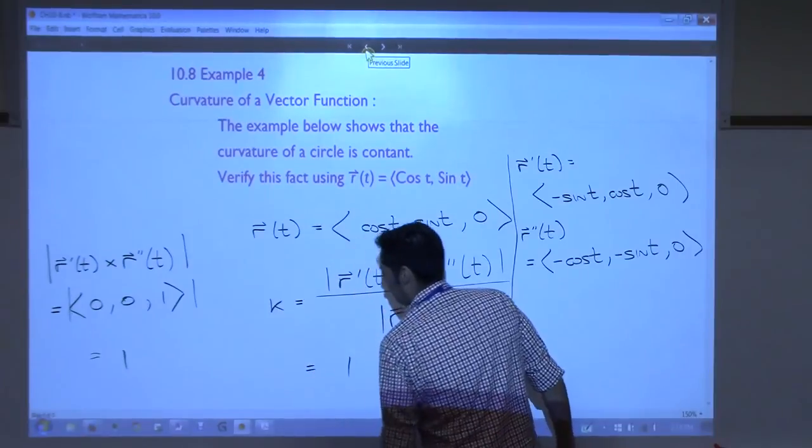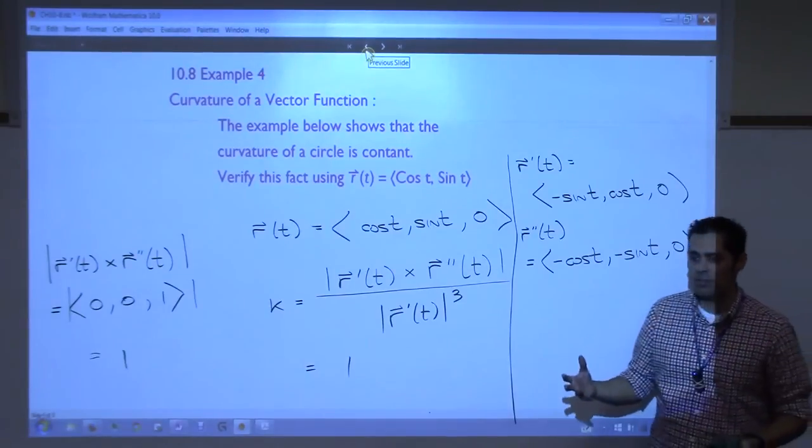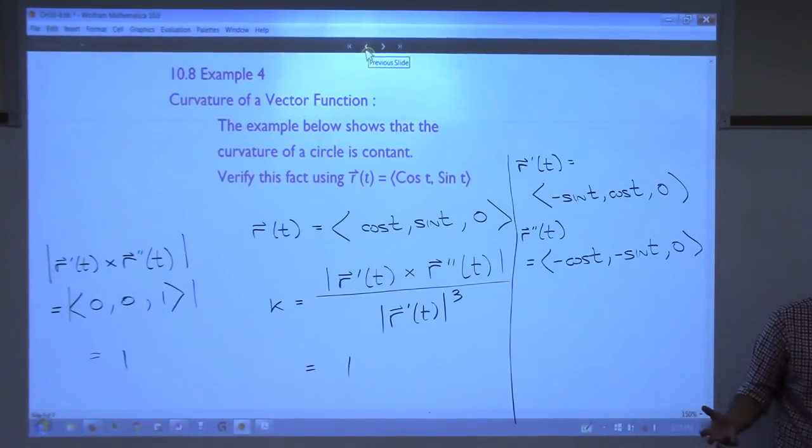That's boring, right? But you get the idea of how you'd use that formula. And not only that, if you have a two-dimensional vector function, how you can extend it into three-dimensional so that you can get the curvature using the second formula.